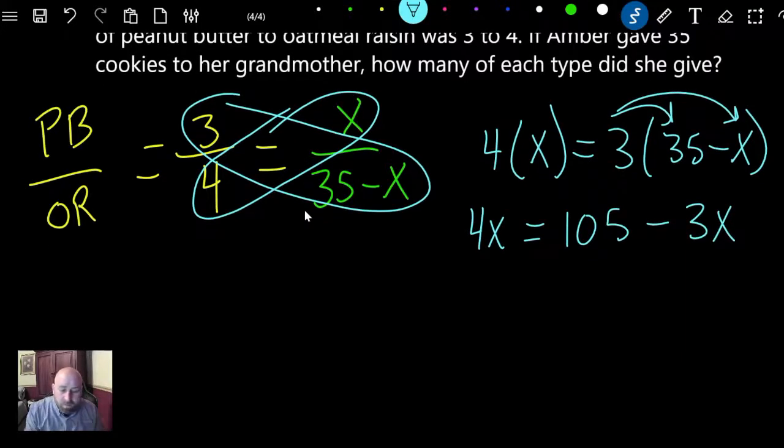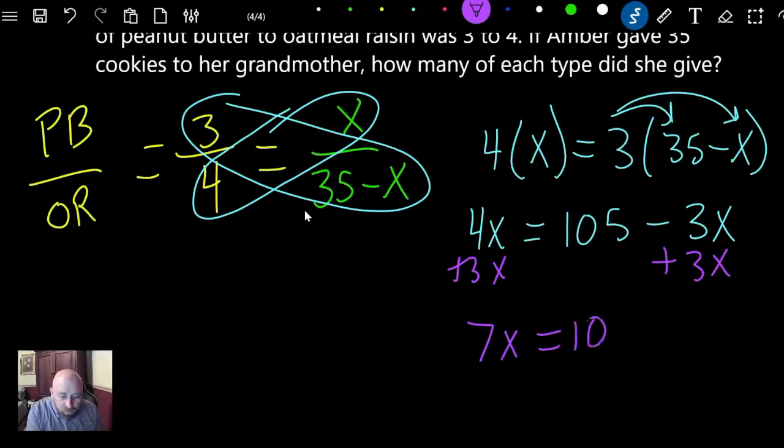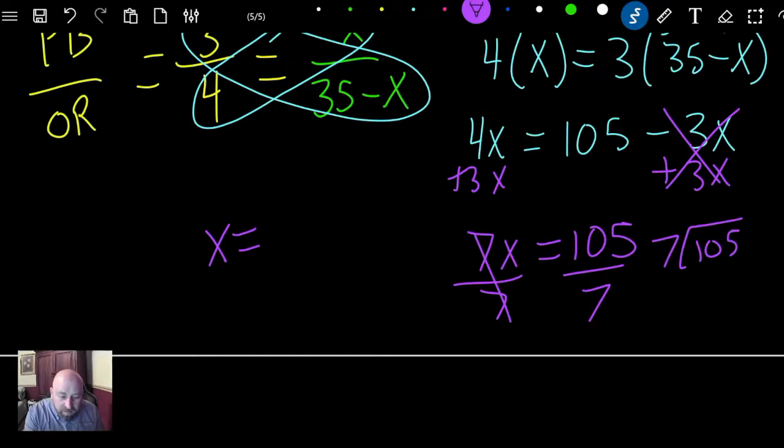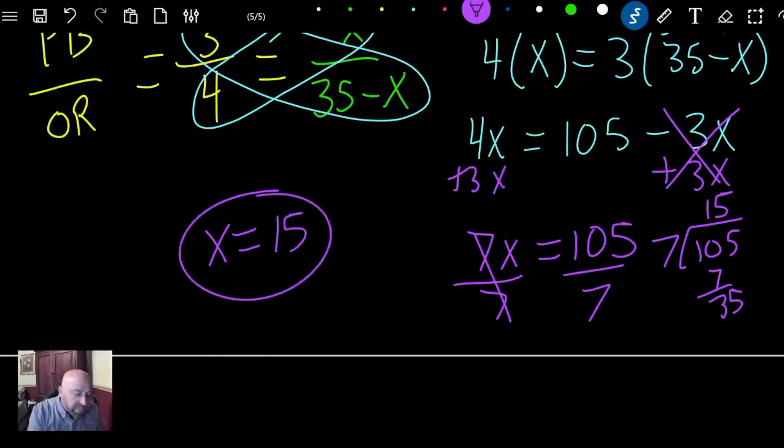Okay? Now you just move the things to the other side. Let's move this 3x to the other side, plus 3x. That's going to give us 7x equals 105. That cancels out. And then we would just divide both sides by 7, and we get that x equals what? If you don't know that one, then just come over here. 105 divided by 7. That goes 1 time. 7, 35. 7 into 35 goes 5 times. So x equals 15.